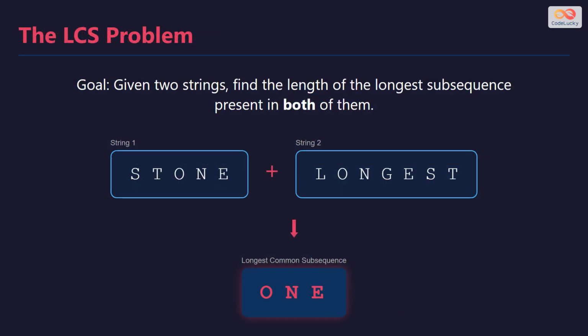So here is the challenge. You are given two strings, for example, stone and longest. Your task is to find the length of the longest subsequence that is present in both of them. In this case, the letters O, N, and E appear in both strings in that specific order. So the longest common subsequence is one, which has a length of 3.